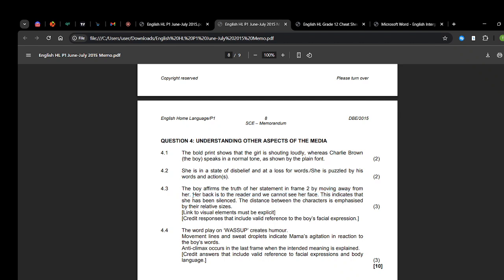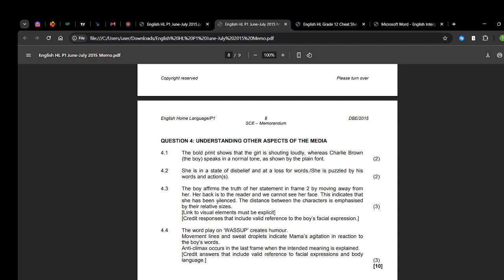It's all that we've said, guys. Her back is to the reader and we cannot see her face. You see? The other one said she's frustrated or whatever. This indicates that she has been silenced. You can say she has been. Oh, yeah, that was the word I was looking for. Silenced. Like she's shocked that she was actually loud.